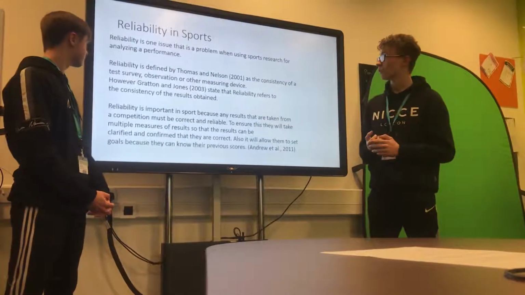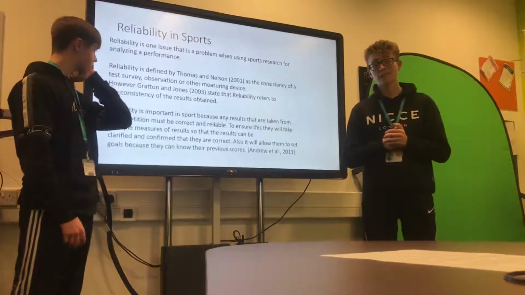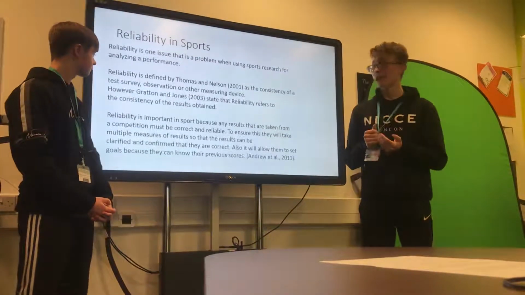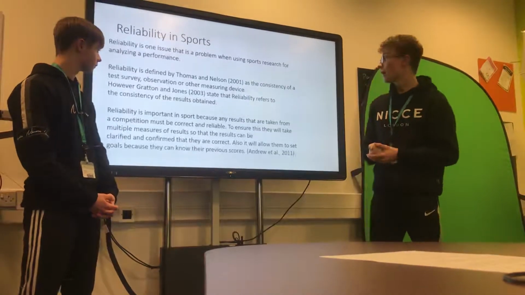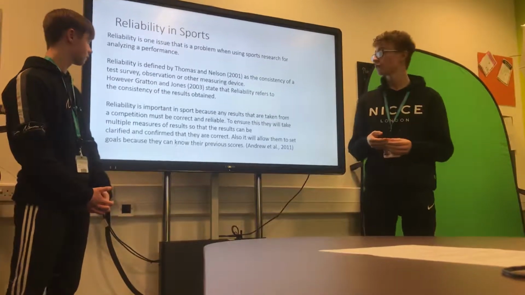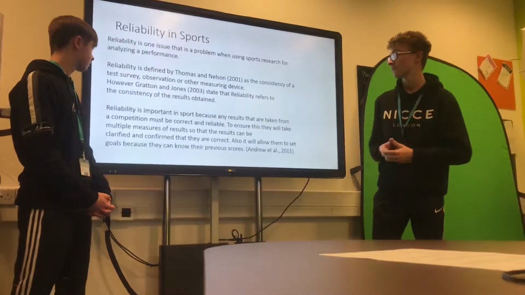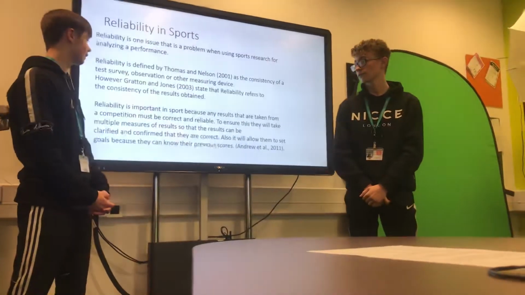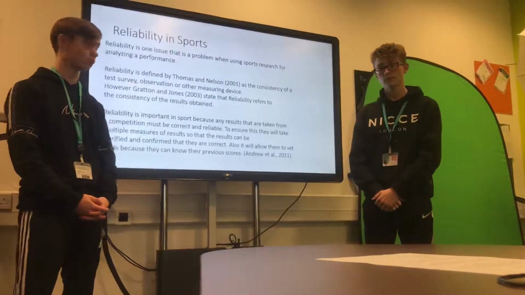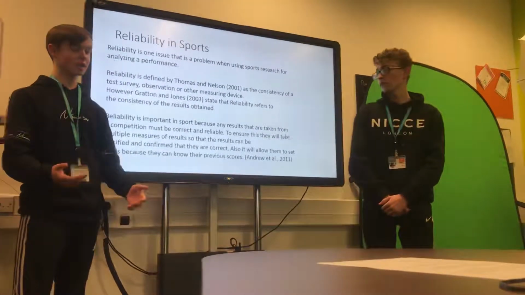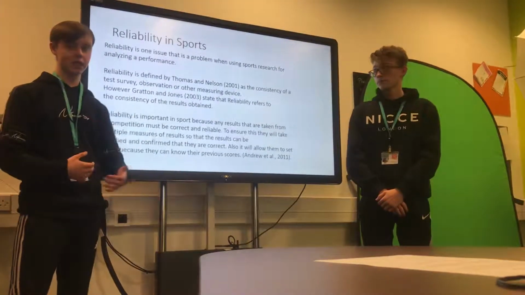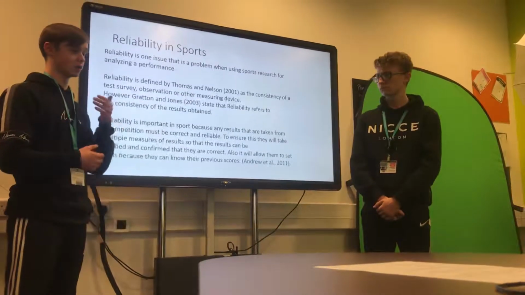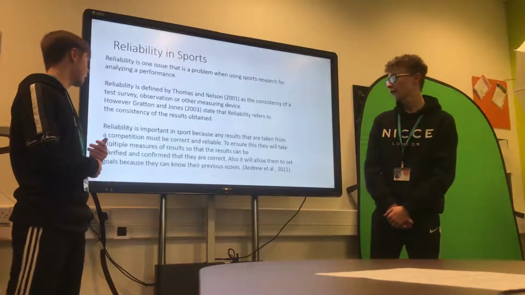Reliability is one issue that is a problem when using research for analysing a performance. Reliability is defined by Thomas and Nelson in 2001 as the consistency of a test, survey, observation or other measuring device. However, again, Grattan and Jones state that reliability refers to the consistency of results obtained. So, how many passes in a game of football is it reliable? Is it from a reliable source?